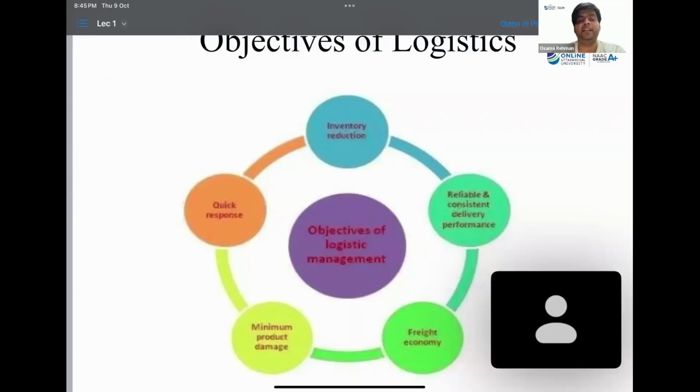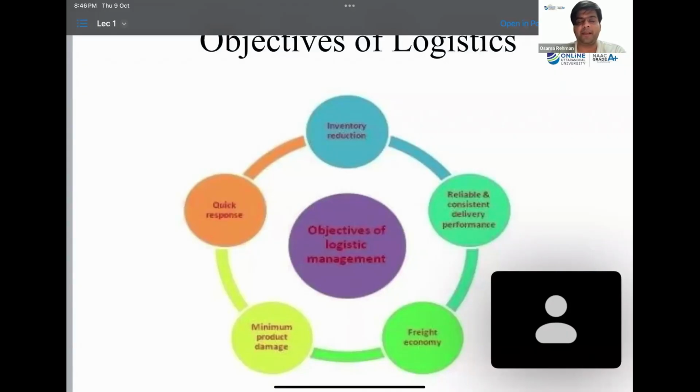Next is sustainability and green logistics. So it focuses on eco-friendly practices like fuel-efficient transport and waste reduction, reduces environmental impact while maintaining efficiency. So in order to summarize, the objective of logistic management revolves around cost efficiency and service excellence and continuous improvement in the movement of goods and services.